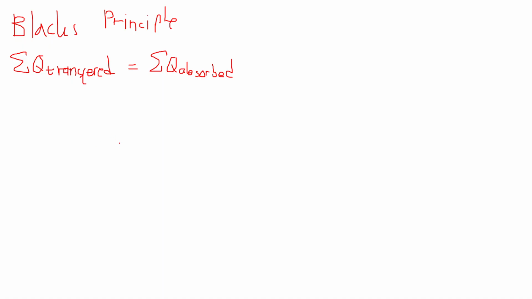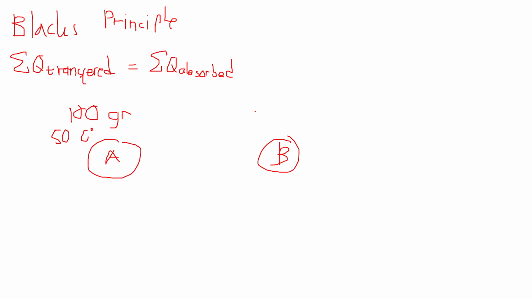Okay, just a simple one. Let's say I have water. The water is 100 grams and is currently at, let's say, 50 Celsius. Let's call it water A. And then I have another water, B. I have actually 500 grams of it, and its temperature is 10 Celsius.